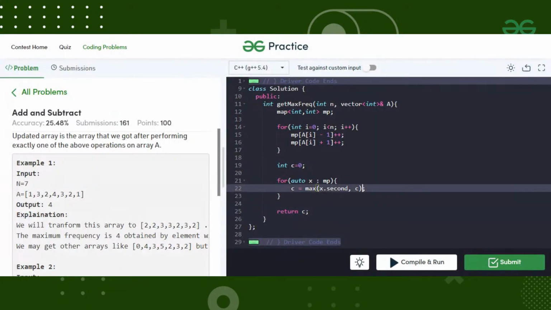Okay, so this is the code that we can use. We have created a map here. There is no need to create an ordered map; you can have an unordered map here as well, because ordering is not important here.